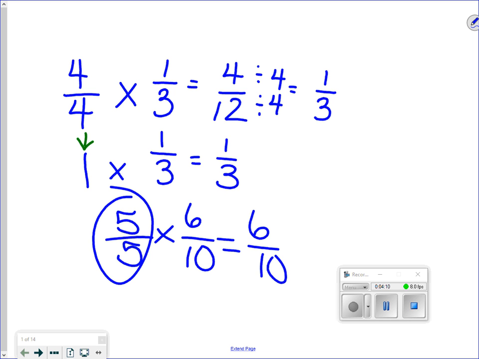You should be writing this down. Anything that I'm writing up here, you should be writing. Anytime your numerator and your denominator are the same, it is equal to 1. And when you multiply it by something else, this fraction or number will stay the same. So if it's 4/4 times 1/3, I get 1/3. 5/5 times 6/10, I get 6/10. Regardless, it will stay the same. Are you with me? Yes, ma'am.